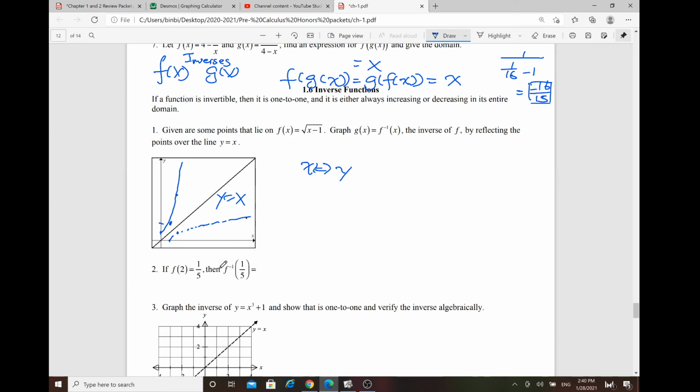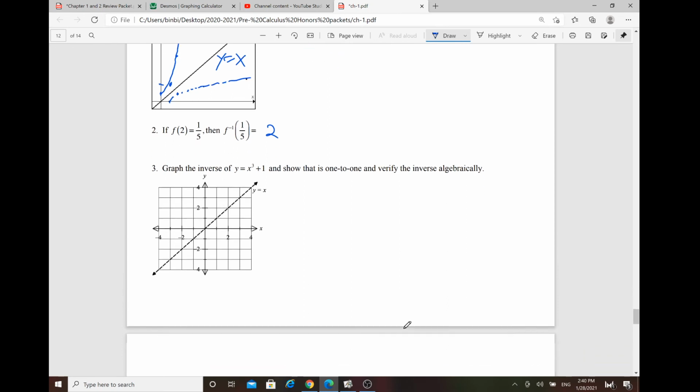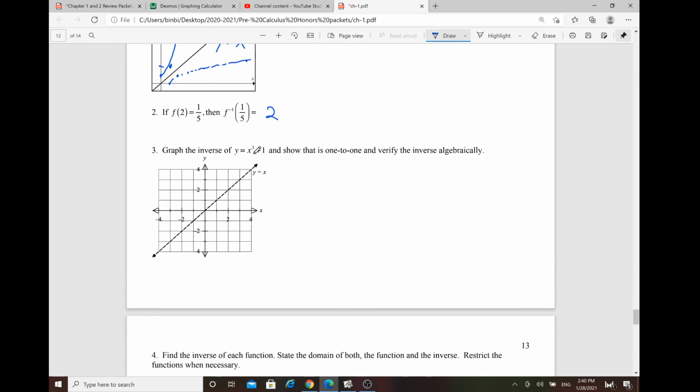So f of 2 equals 1/5. What's the inverse of 1/5? Well, that's just 2. Swap the x, y values. Now, the inverse of y equals x cubed plus 1, show that it's 1 to 1. So x cubed plus 1, sketch the graph. Cubic function, 1 unit up.